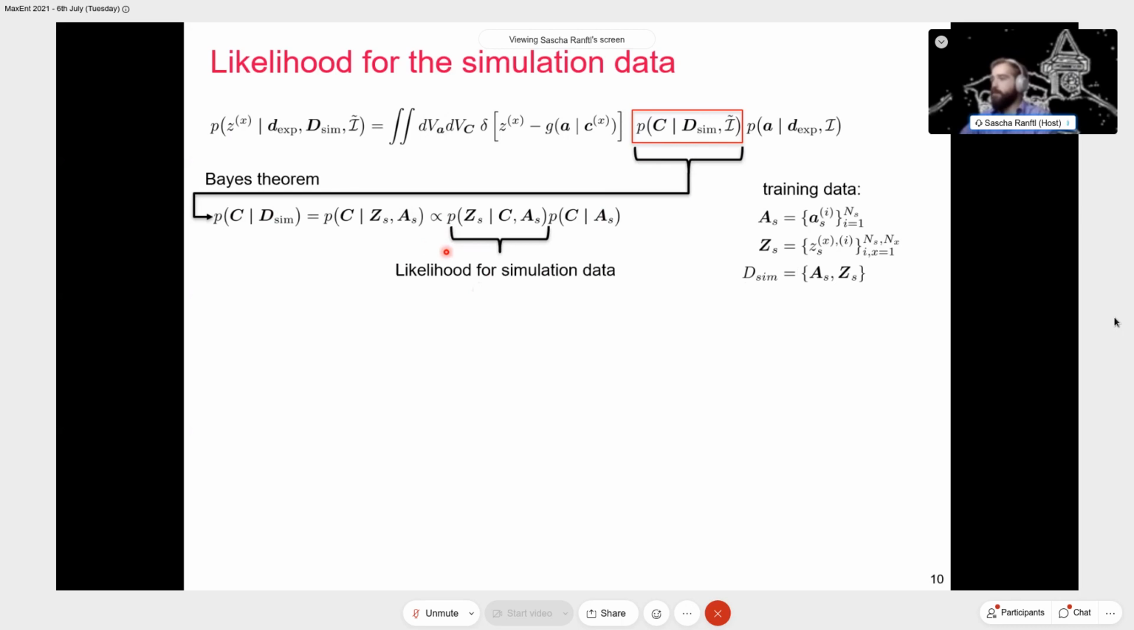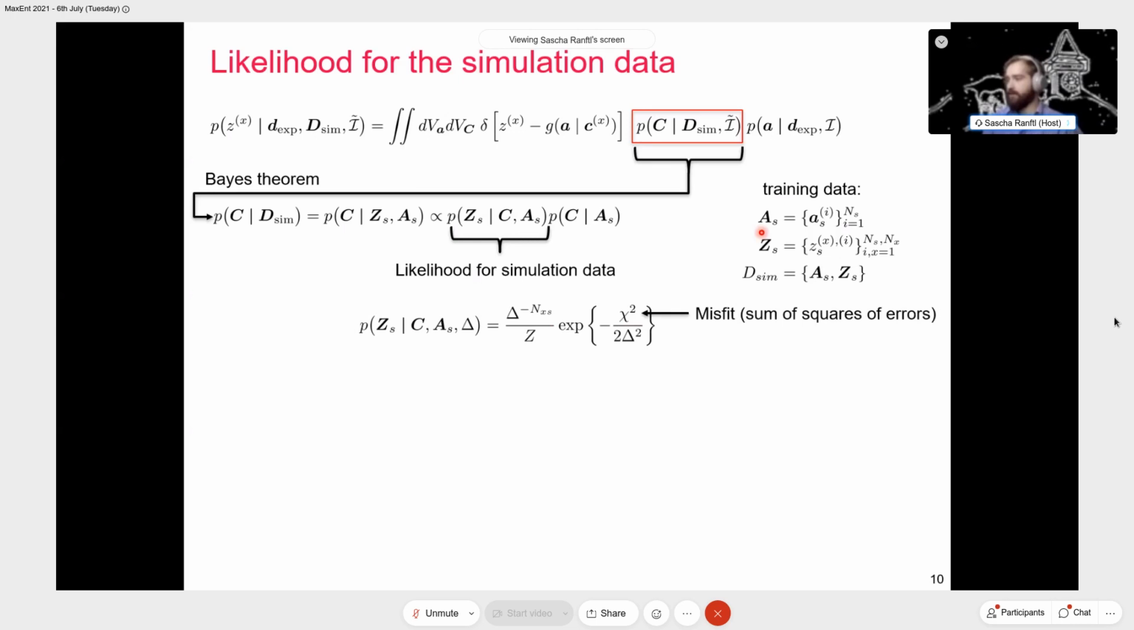And if you remember, the capital Z was the set of our simulation data, and the capital A was the pivot points or the samples in input parameter space. And so this is the likelihood for the simulation data. And if we don't know anything better, we might as well assume a Gaussian, because that has also some very convenient properties that we will see later. So this is the usual Gaussian likelihood, where this chi-square is the usual misfit term.